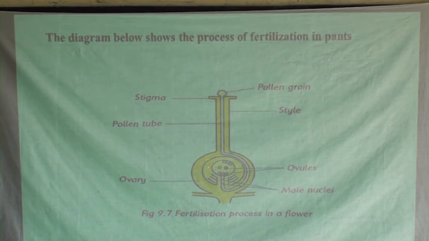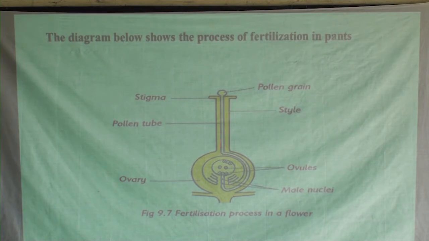In the ovary, the male cells fuse or join with the female cells. This leads to fertilization in plants. But remember the different parts here, like the style, which is where the pollen tube will go through.